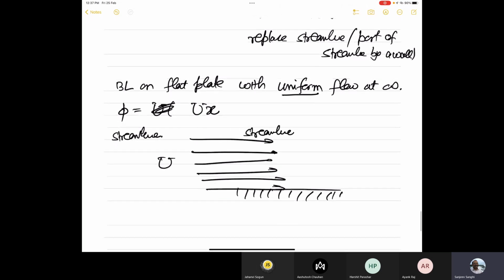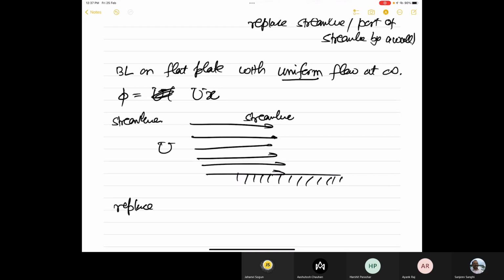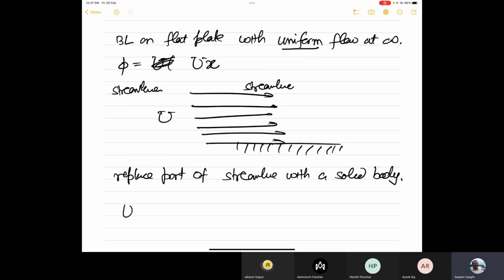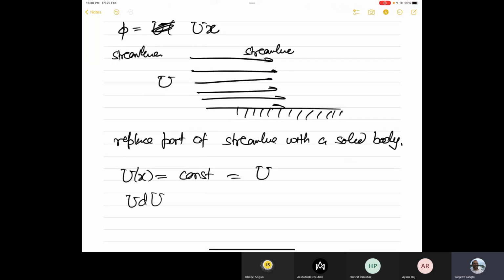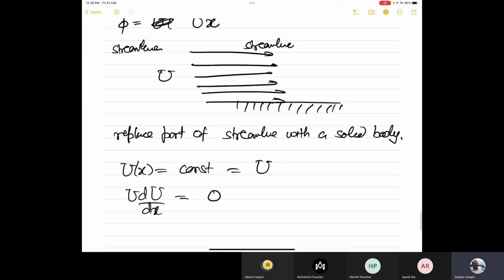So in this flow, we replace part of the streamline with a solid body. So this potential flow is what gives you uniform flow past a flat plate. In this flow, capital U of x is equal to a constant, which we can call capital U. Now it is not a function of x. Therefore, what will be U dU by dx? It will be 0, because capital U is a constant.